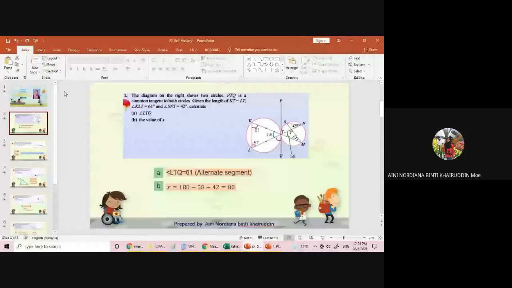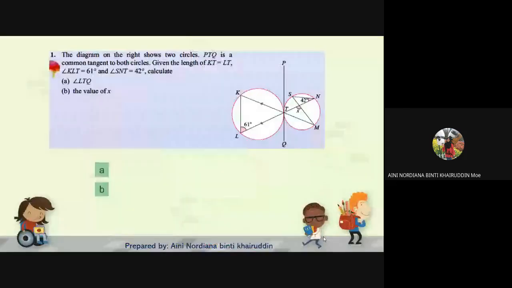So question number 1, the diagram on the right shows two circles. PTQ is a common tangent to both circles, given the length of KT equals LT, angle KLT equals 61 degrees, and angle SNT equals 42 degrees. Calculate angle LTQ. So as you can see, this triangle KTL is an isosceles triangle.